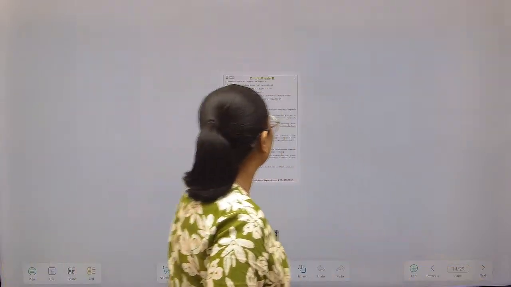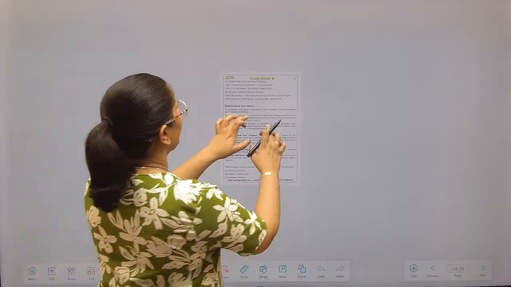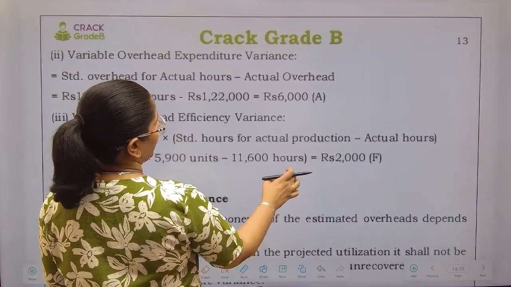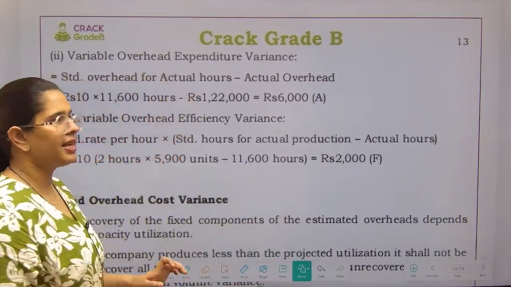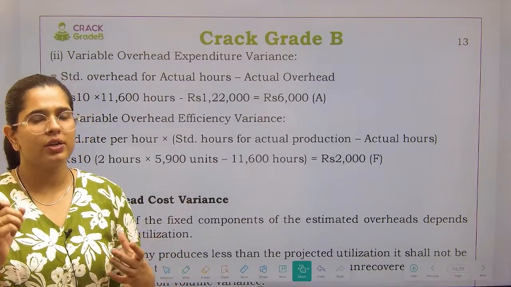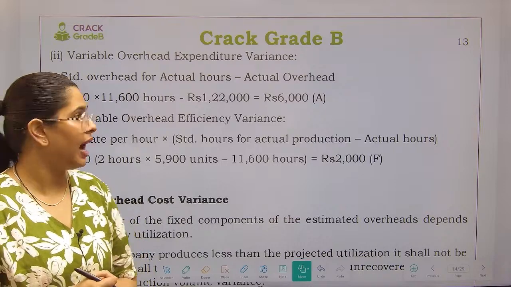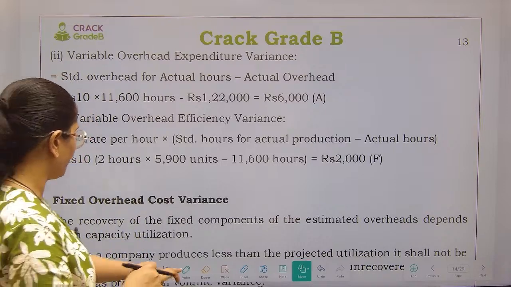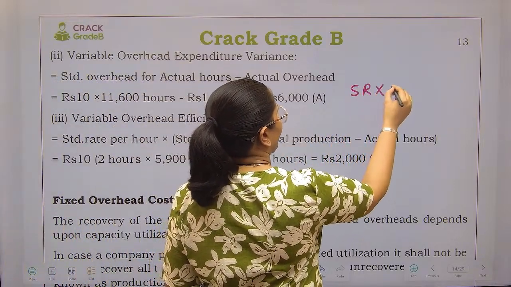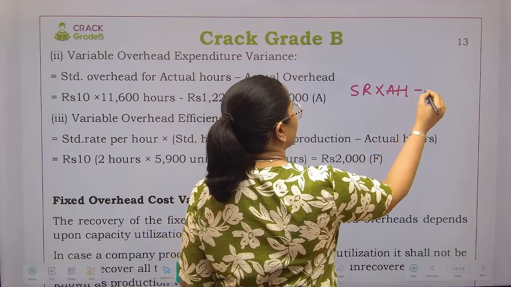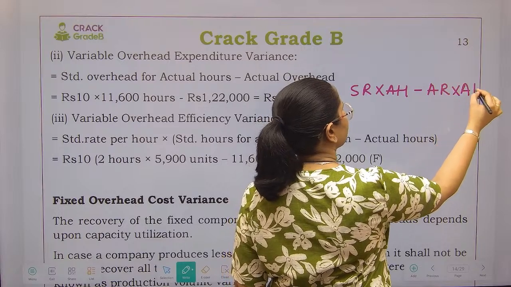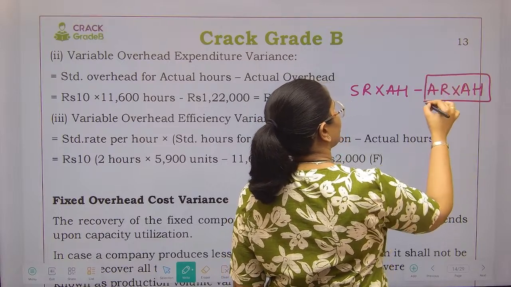Now next they would like to ask us expenditure variance. ठीक है, expenditure variance पूछने की हमसे कोशिश कर रहे हैं. That means spending variance. Spending variance में मैंने क्या लिखा था? Standard rate less actual rate multiplied by your actual hours, right? So this is what we want to do. Standard rate multiplied by actual hours less actual rate multiplied by actual hours. So this तो we already have, isn't it?